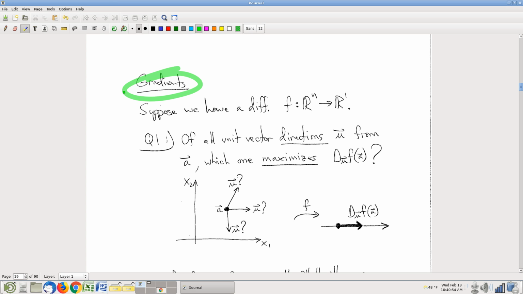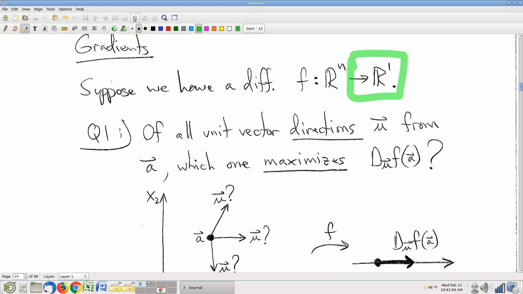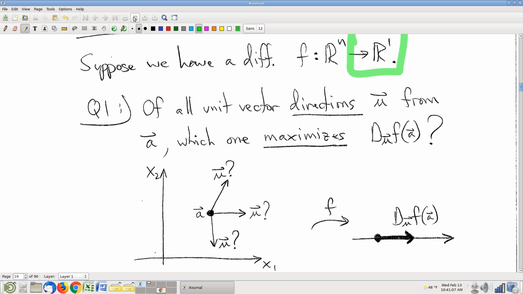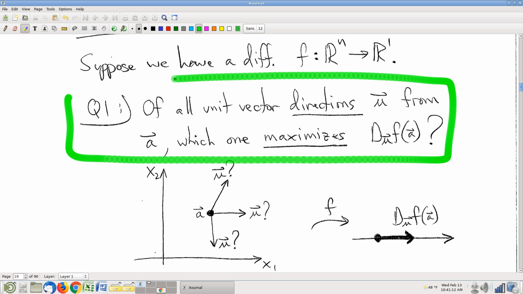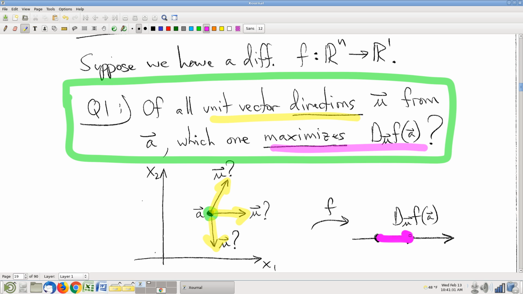So now I want to show you some neat geometric interpretations of the gradient. There are some really nice ones. I remind you, we're talking about real valued functions here, so functions that have a single output value. And here is a very reasonable question that one might ask about such a function. Given some starting point location, of all unit vector directions from that point, which one maximizes the directional derivative?